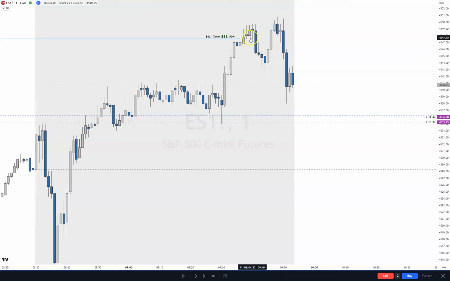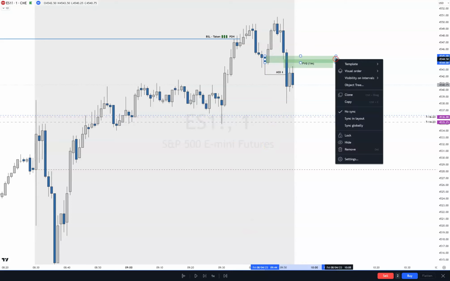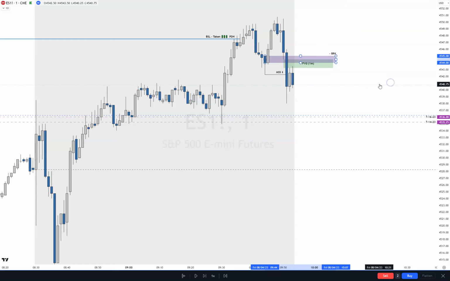Making a newer high, making this a breaker block if it passes through it. But when it comes back through, there's your market structure shift right there. Leaves behind a fair value gap there. Let's mark out the breaker block. I would use the bodies, not the wick, on this one. Zero breaker block to the downside.